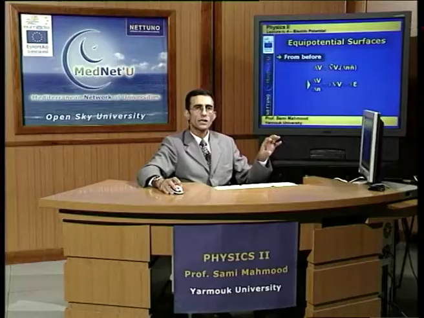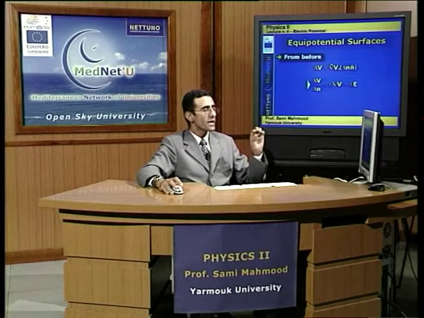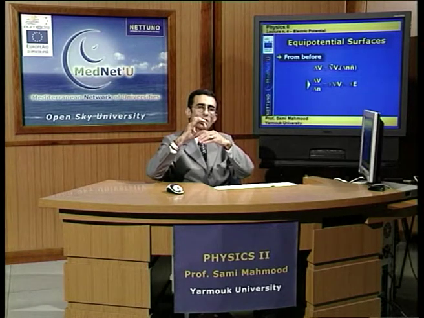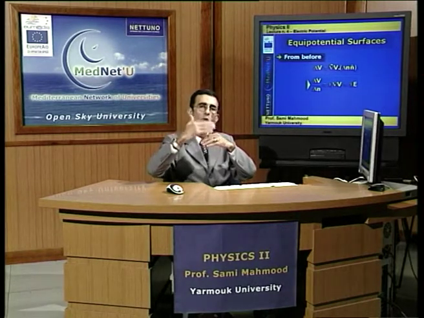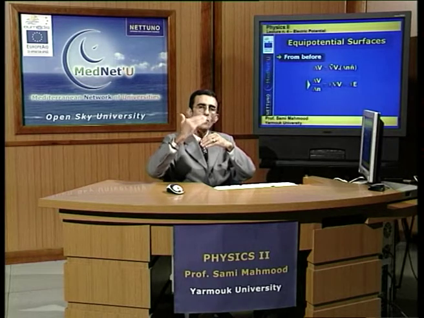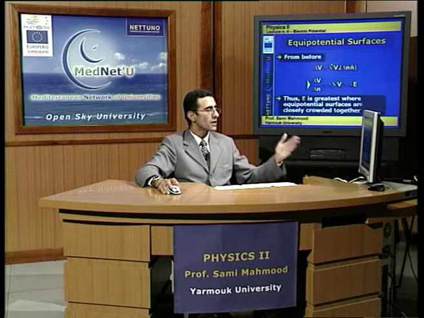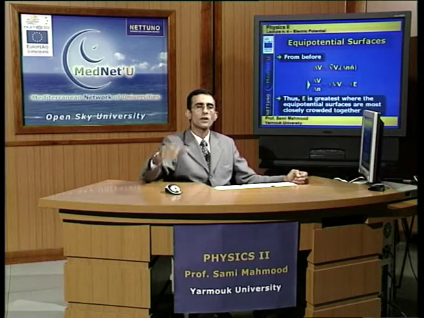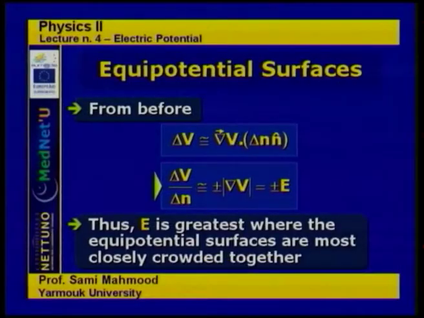And the electric field is stronger if the two successive equipotential surfaces are the closest to each other. That means in regions where the equipotential surfaces are stacked closely to each other, then we see that the electric field is stronger in these regions.